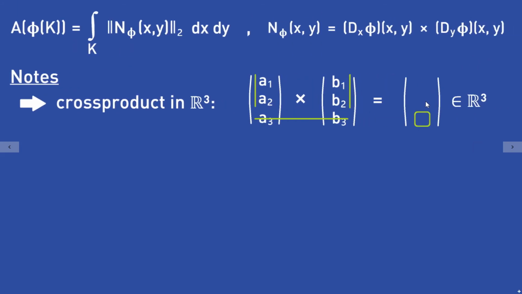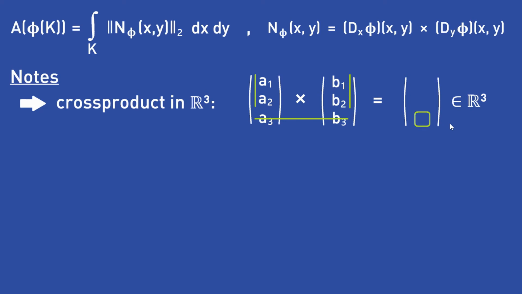For the third entry of the cross product, you have to ignore this line here, the third line, and then you have to calculate the determinant of the still visible submatrix. So A1 times B2 minus A2 times B1. This is the third entry of the cross product vector.